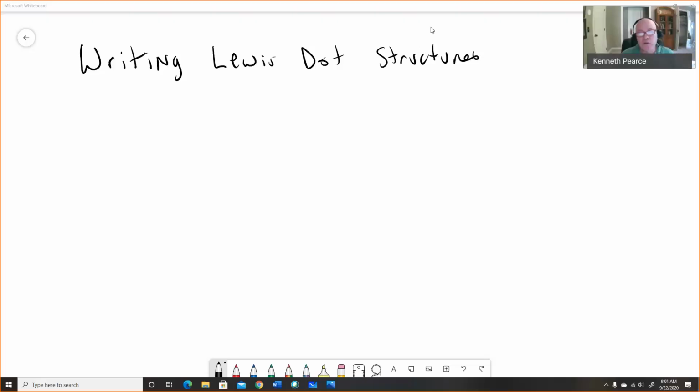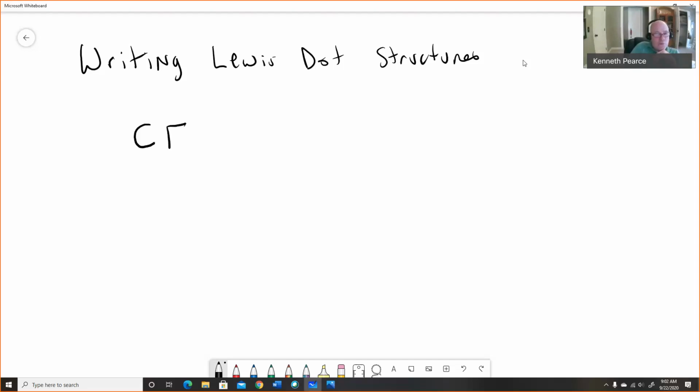Writing Lewis dot structures. Well, molecules actually have shapes, and the shapes are determined by the number of atoms that are attached and a number of things called lone pairs. And to get to that point where you can tell the shape or the structure, you have to be able to sketch out how things are attached. And that's the whole purpose of the Lewis dot structures, to kind of give you an idea what the shape is. And so let's just start with a simple molecule.